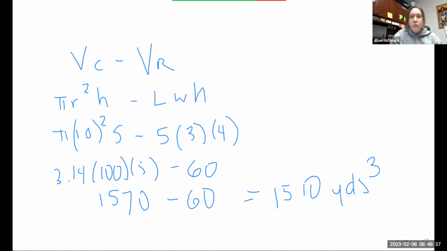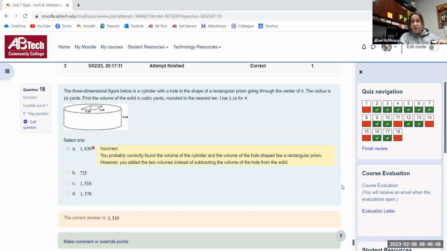Okay, so there you have it. Let's go back to Moodle really quick. Okay, so we should have gotten answer C, the 1,510 cubic yards in this particular case.